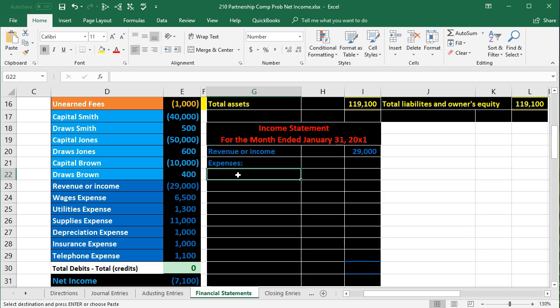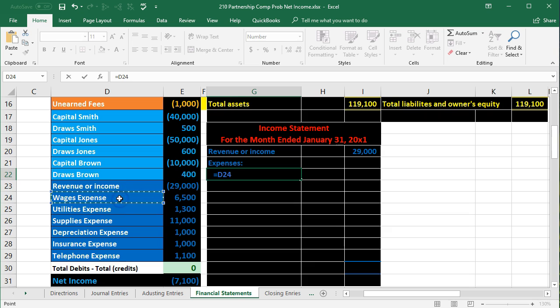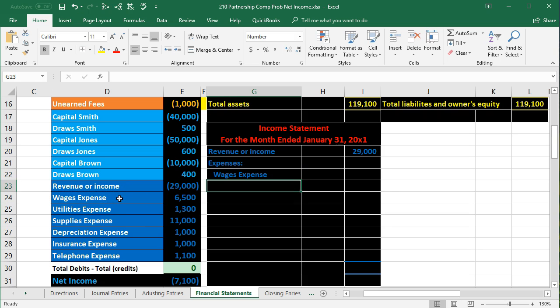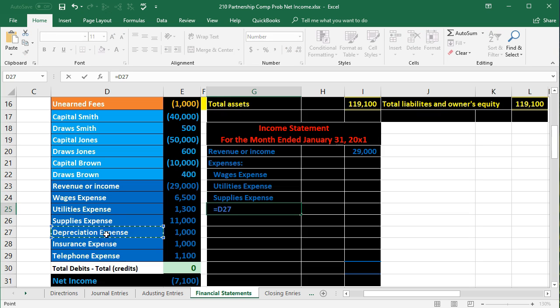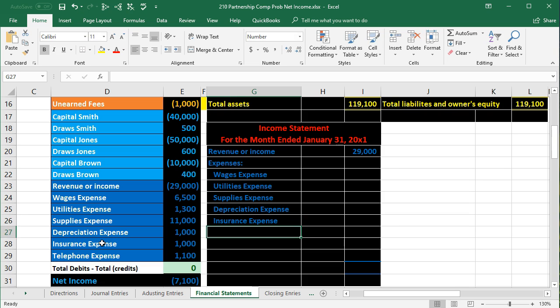We're in G22 where we will say equals and point to the wages expense and enter. Now they're all the same. All of them are just expenses and they all have debit balances. So I'm just going to go right down the line, do the same thing for equals the utilities and equals the supplies and equals the depreciation and equals the insurance. And one more time, we have to stop this exciting activity, equals the telephone.